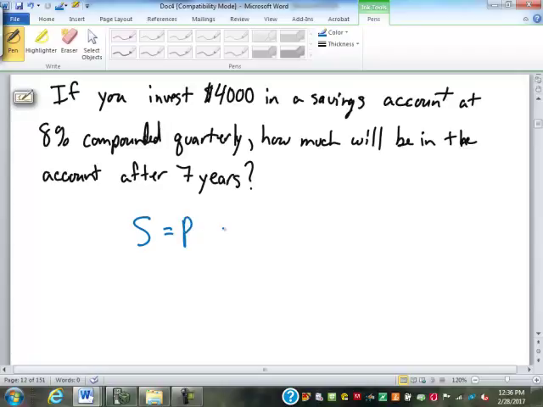P is for present value or principal. 1 plus R. And some people put N in here, some people put K, it doesn't matter. All that is the number of periods per year to the power of N or K times T, where T is your number of years.